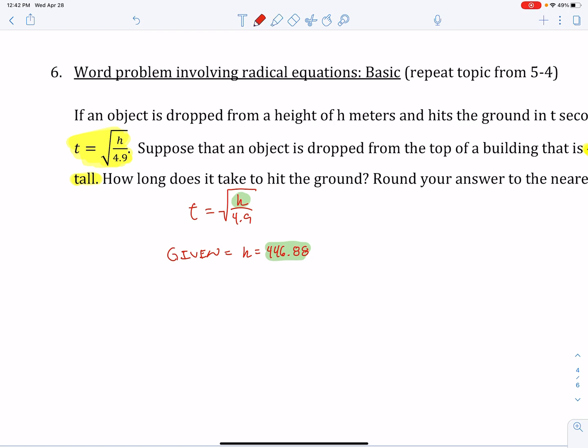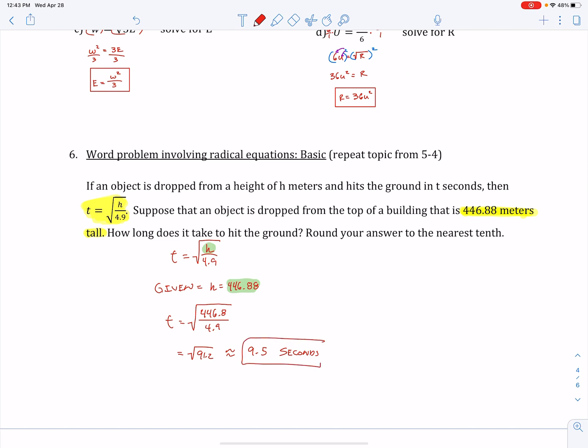Again, this is exactly what we did in 5.4. So I have the square root of h, which is 446.8, all over my 4.9. And I'm going to do that in my calculator. I'll get the square root of 91.2. And you'll probably have to do some rounding here. That comes out to 9.5 seconds. Units do matter. Again, units do matter. So we'll just box that.